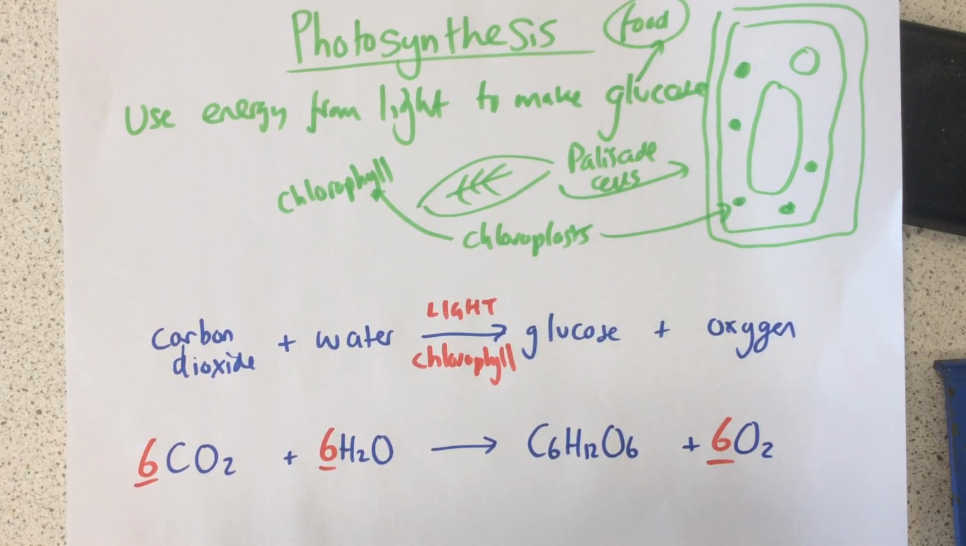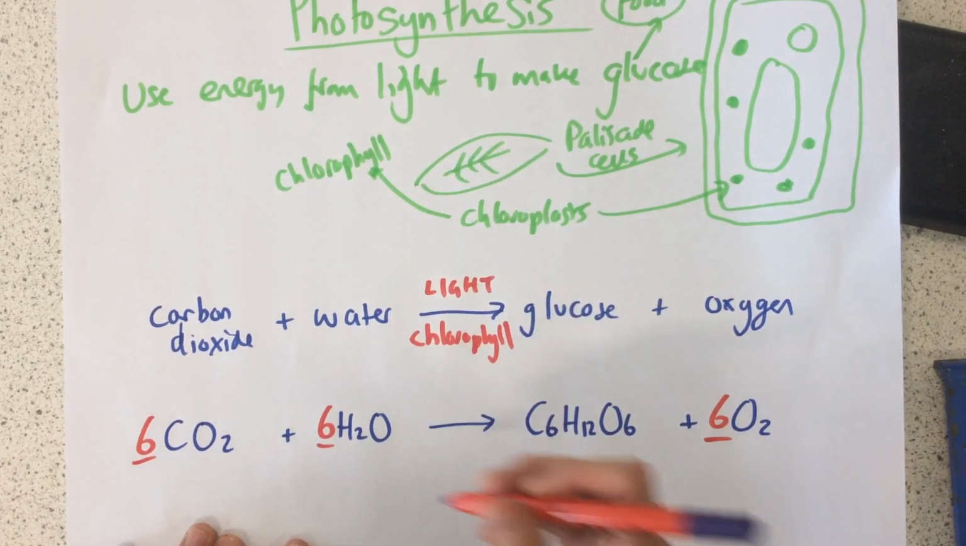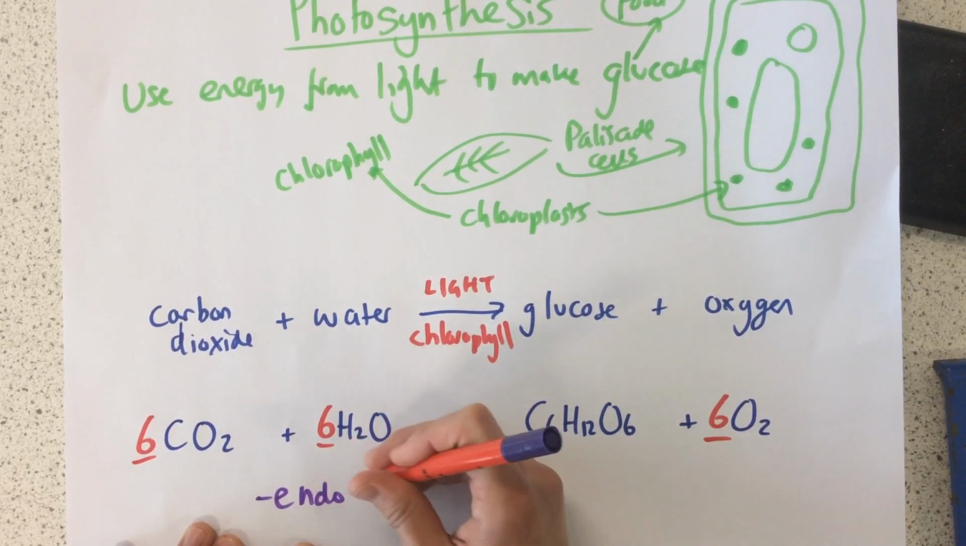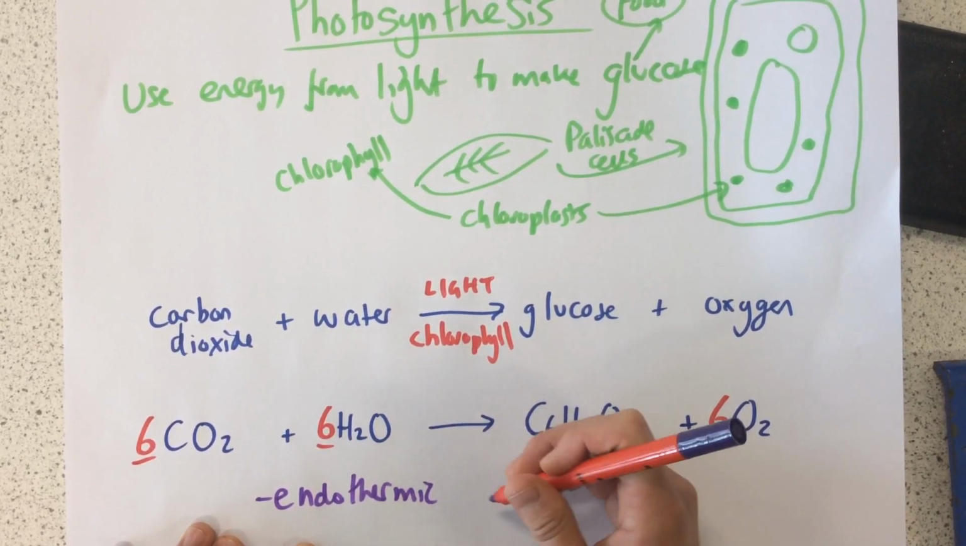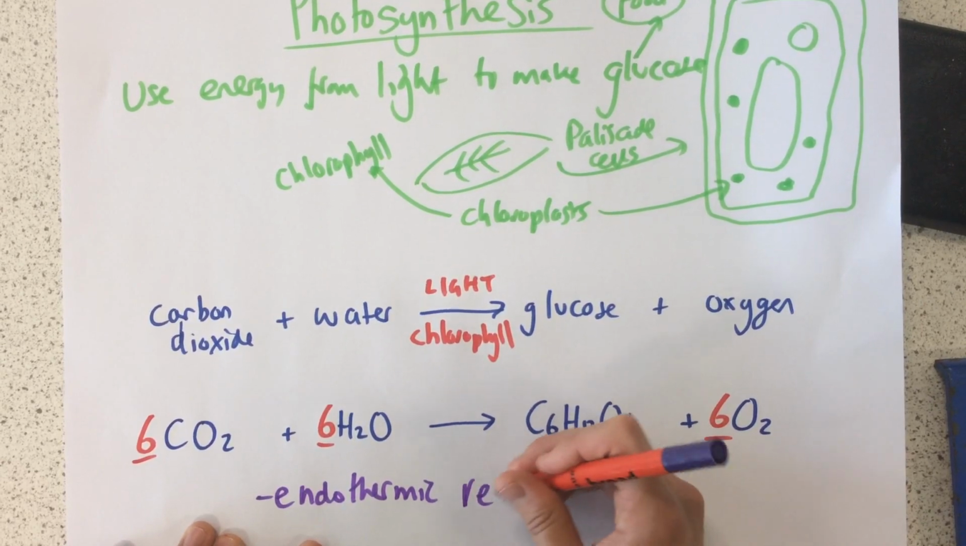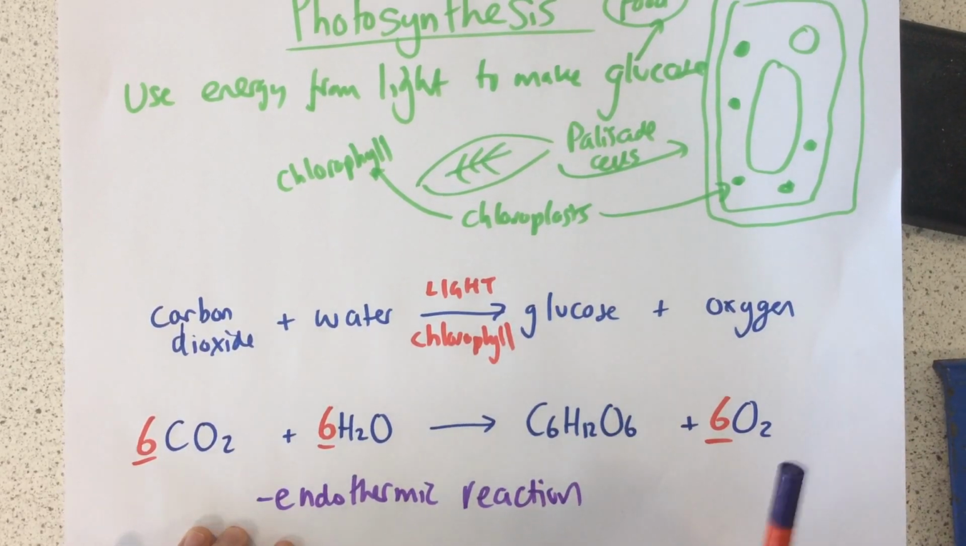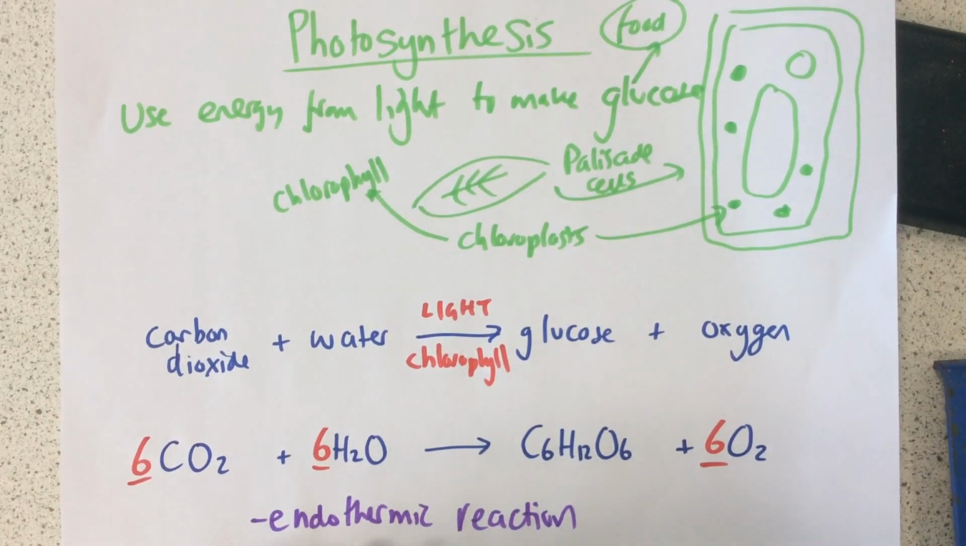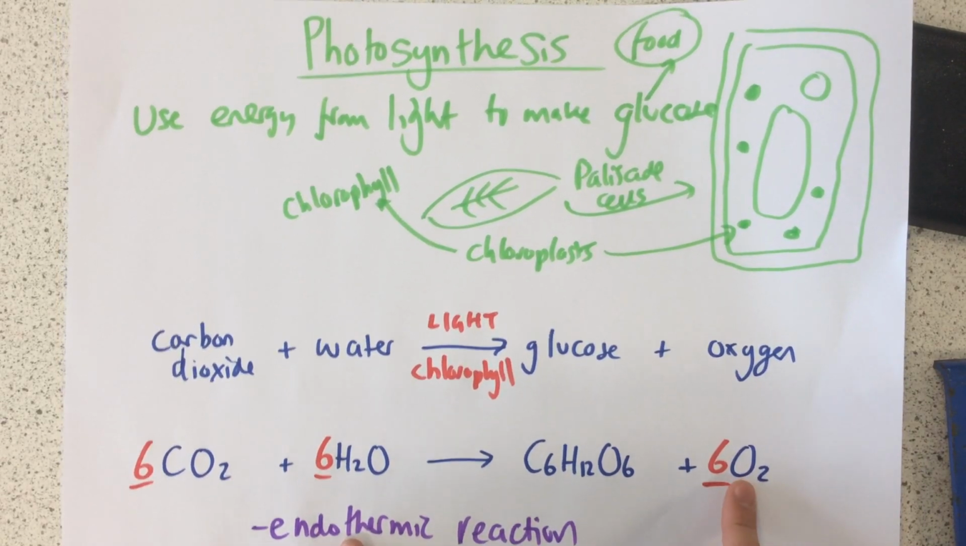The last thing we need to know at this stage, just about the basics of photosynthesis, is the fact that it's an endothermic reaction. So all that means is energy is taken in during this reaction. So this is an example of an endothermic reaction.